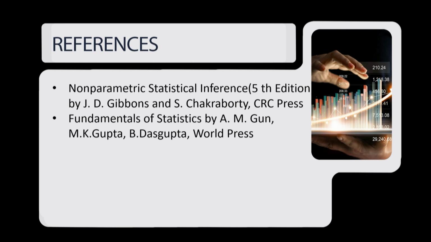So these are the references once again: Nonparametric Statistical Inference by J.D. Gibbons and S. Chakraborti, and Fundamentals of Statistics by Anindya Mohan Gun, Milan Kumar Gupta and B. Dasgupta, World Press. I would suggest that for beginners like you, you can just stick to Fundamentals of Statistics. It is very neatly written and with some understandability. So I would personally recommend you to go through this book.